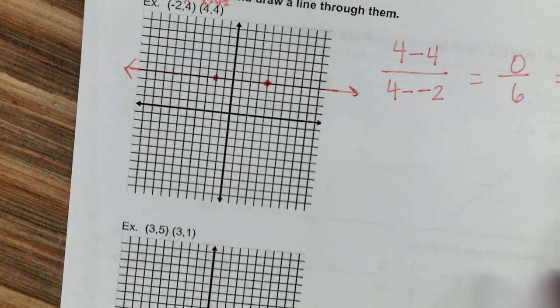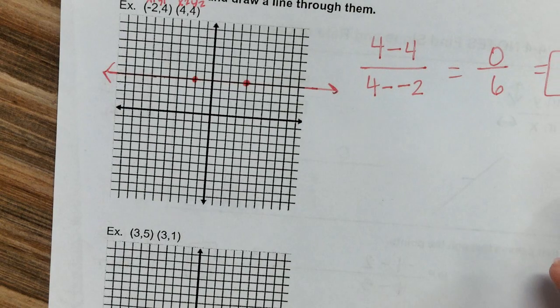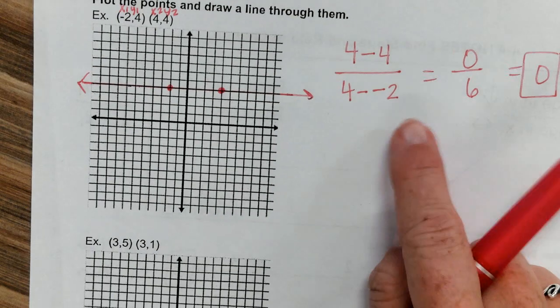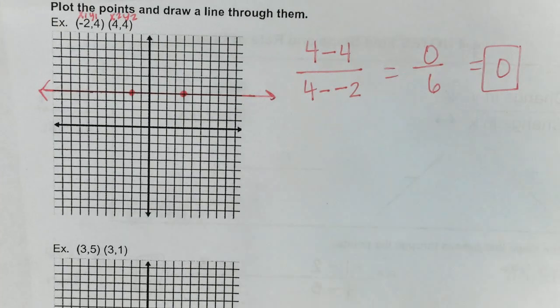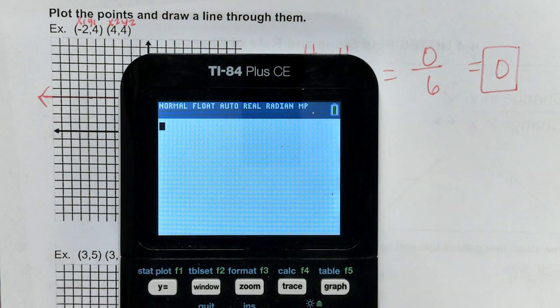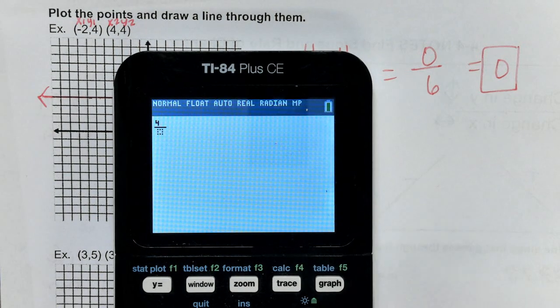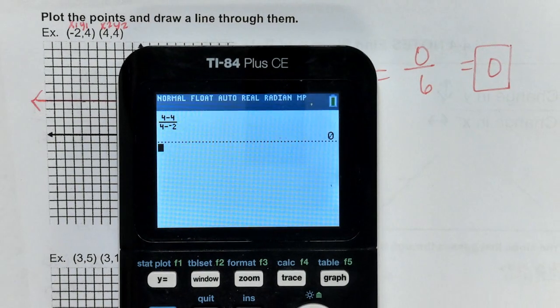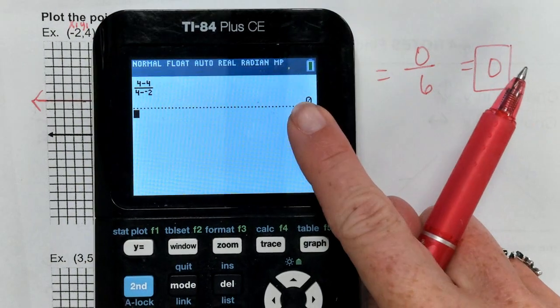Okay, does everybody see that it made a flat horizontal line, which has a 0 slope? Yes? Your calculator will do this one for you. I'm going to show y'all. You don't have to put it in. If I type in 4 minus 4 over 4 minus -2, my answer will give me 0.